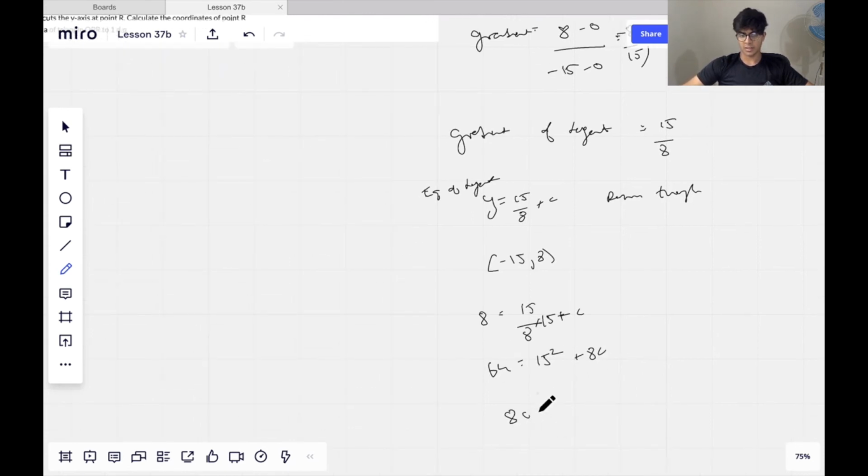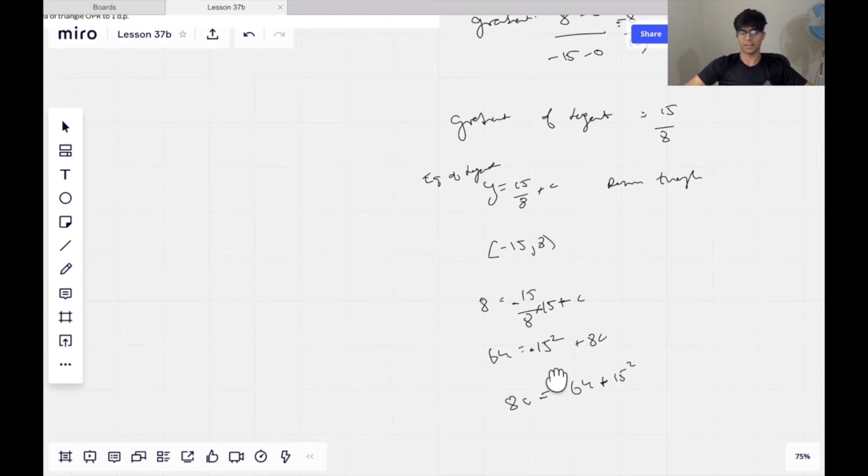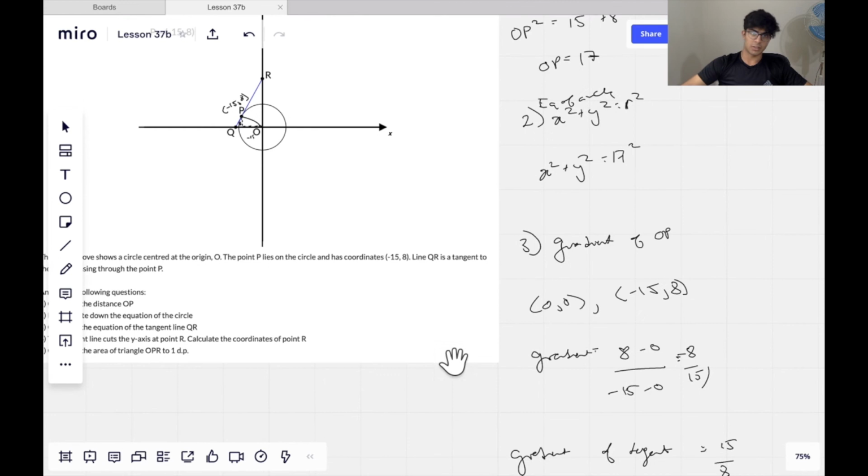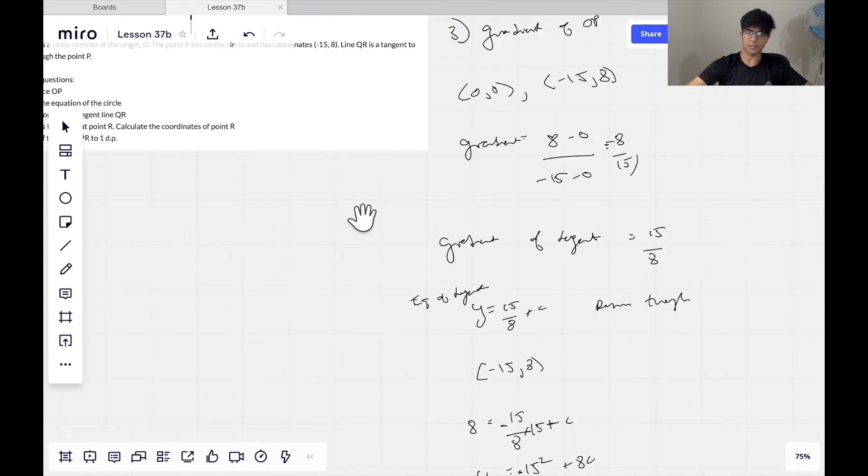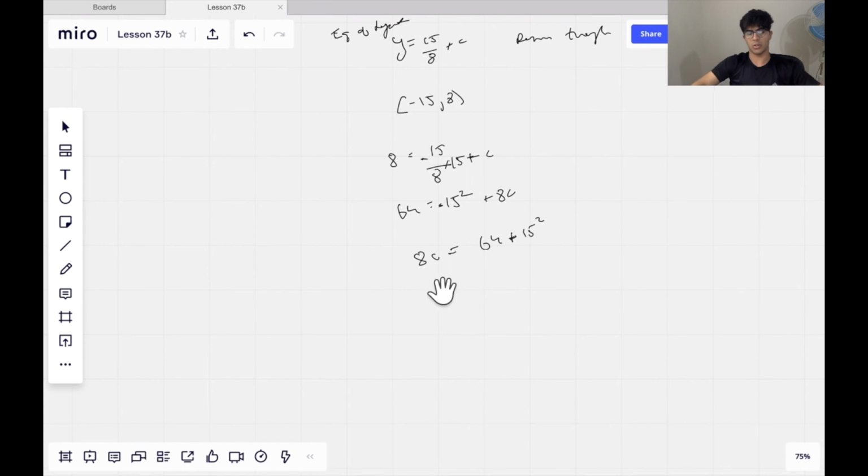8c is then equal to 64 minus 15 squared. That feels wrong. Oh, it's minus 15, isn't it? Minus 15, so plus. It felt wrong because 15 squared is going to be larger than 64, and c wouldn't be negative, as you can see from the diagram. That kind of stuff can always help you out. So c is equal to 64 plus 15 squared, divided by 8, which is 289 by 8, which is 36.125.